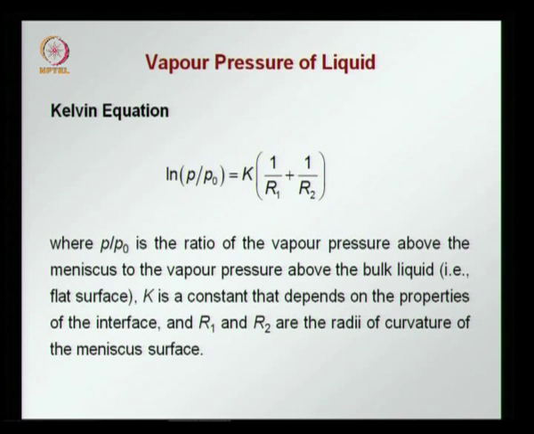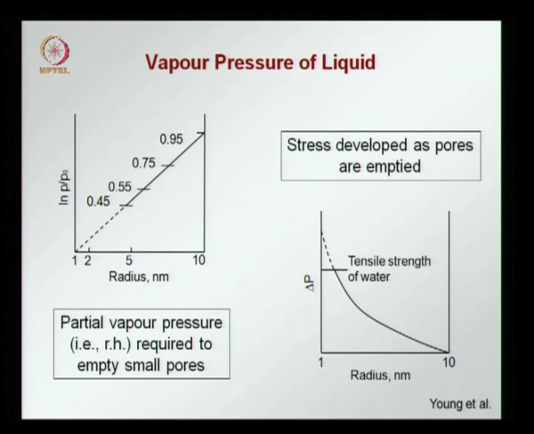This equation gives us some explanations of interesting phenomena that we observe in materials. For example, on the left hand side we see a graph of the natural log of P divided by P0, which is the ratio of vapor pressures as a function of the radii of the pores. In pores that are close to 10 nanometers in radius or larger, evaporation of water in the pores will start as soon as the relative humidity is less than 100%.